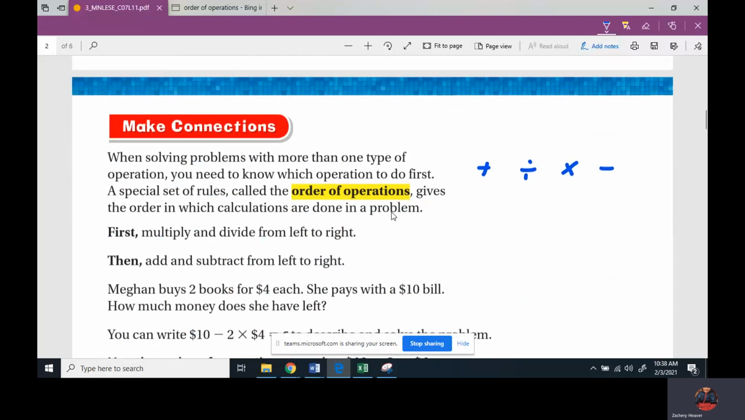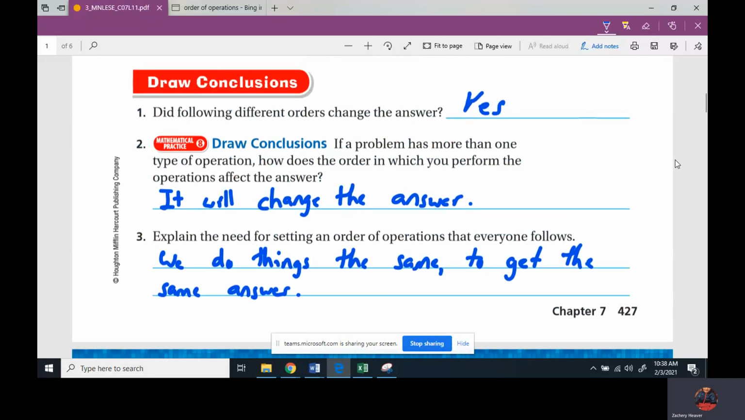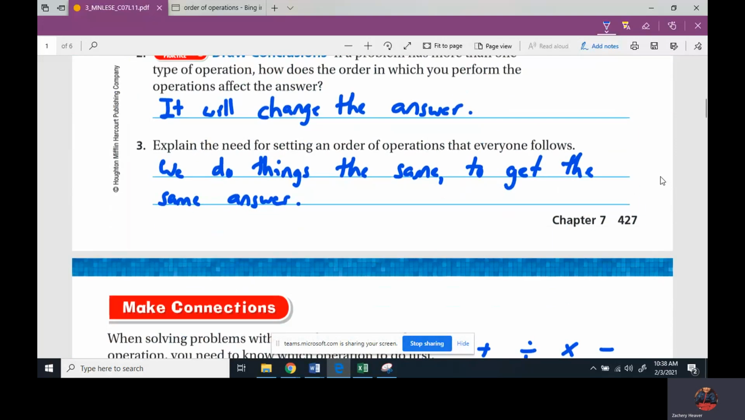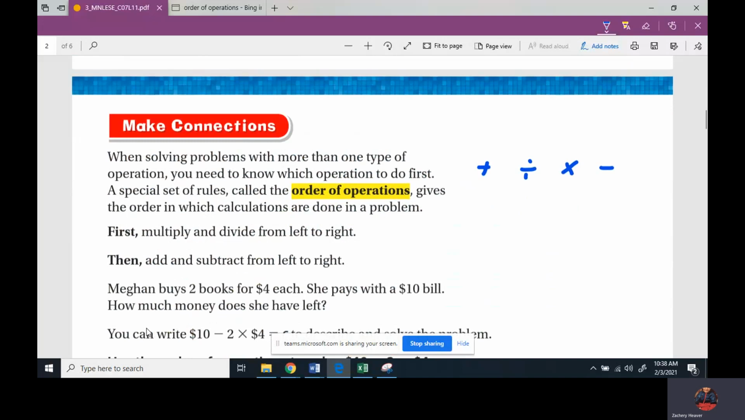So in this problem up here, we had 4 plus 16 divided by 2. Well, first off, we have to multiply and divide from left to right. So we have to divide first. So 16 divided by 2 equals 8. And then 4 plus 8 equals 12. So 12 is actually the right answer.